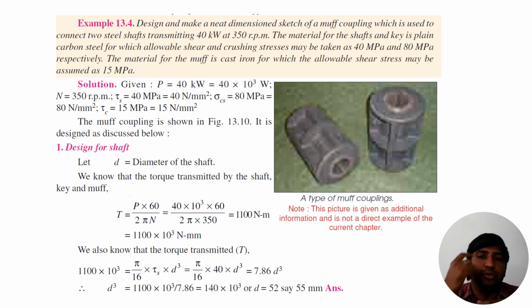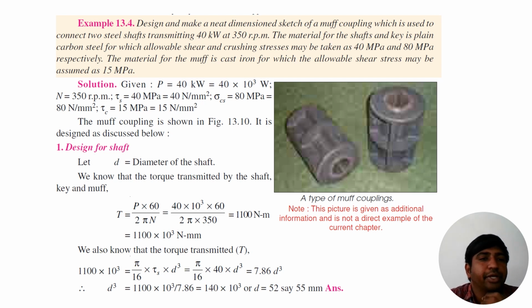The material for the shaft and key is carbon steel, for allowable CSS and crushing. As I told, 40 megapascal is taken as the maximum limit of shear, and 80 megapascal is taken as the maximum limit of crushing, which is nothing but the compression stress. The material of the muff coupling is cast iron, and the allowable CSS of the muff is 15 megapascal. This is the CSS of the cast iron. These are the given data. You could clearly see that.